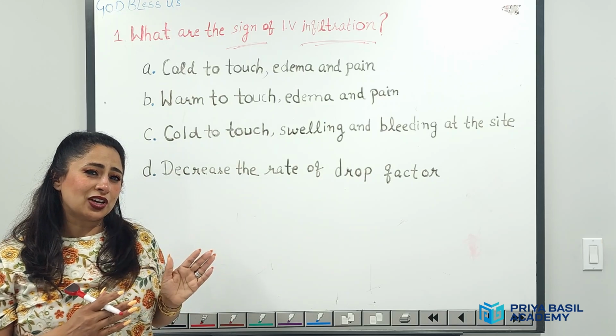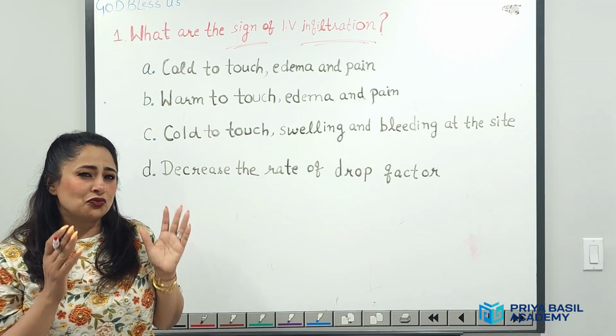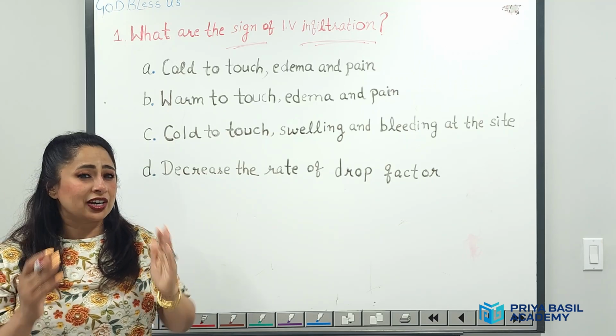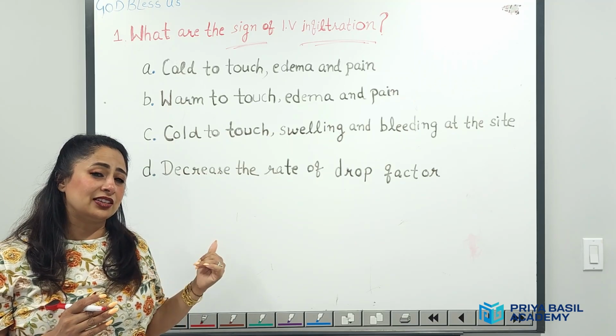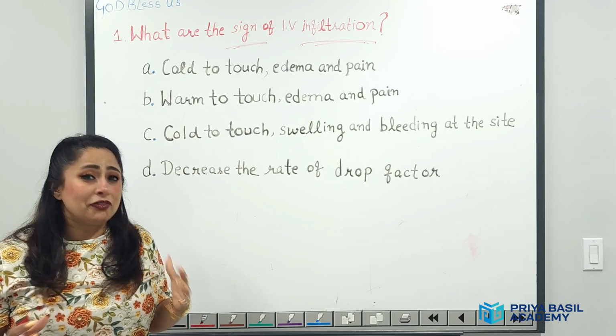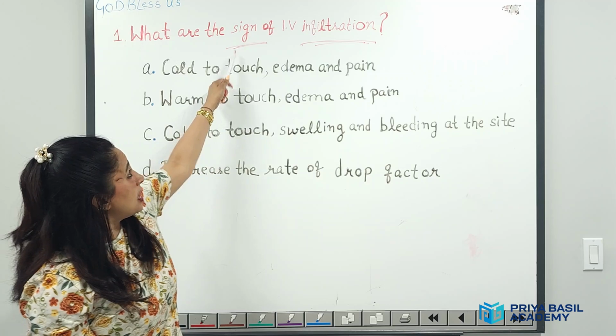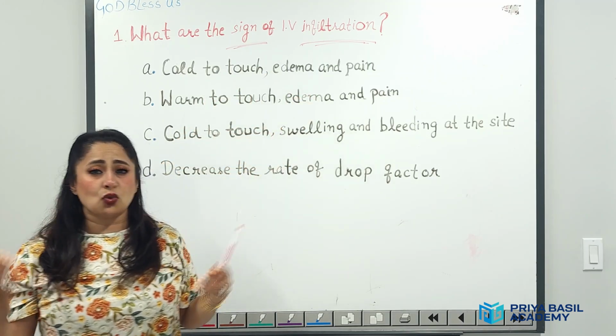When you're doing a question like this, it looks very small, it looks very short, and then you think, oh, you know the answer. But you have to use your critical thinking and application when you're analyzing a question like that. Sometimes you know everything and still you make a mistake. So here, the keyword is sign of infiltration. So we have to know what infiltration is.